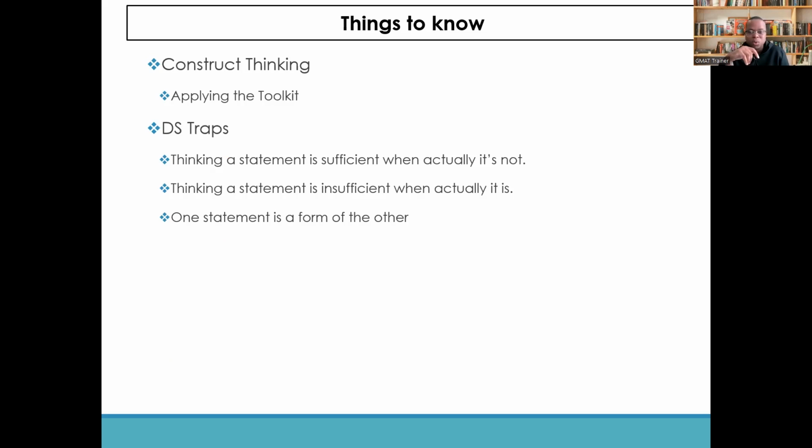You remember I talked about one statement being a form of the question stem as a trick. Now another situation they'll use is one statement being a form of the other statement. That's another trap you need to look out for. So be on the lookout for these, and when you capture them, you'll be in a position to get these questions correct.